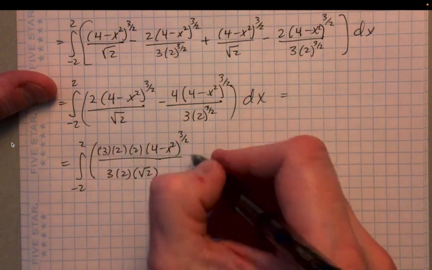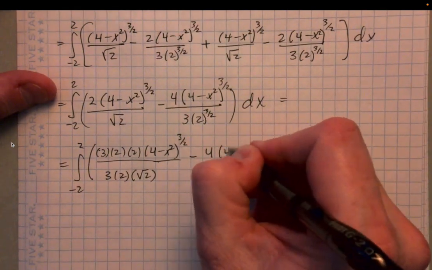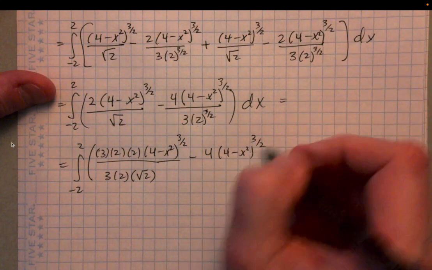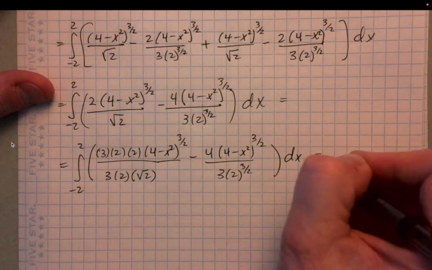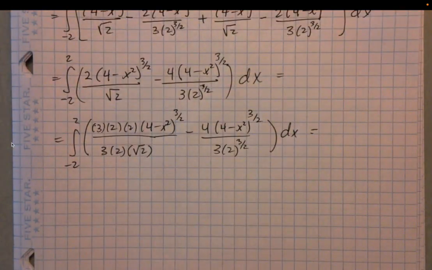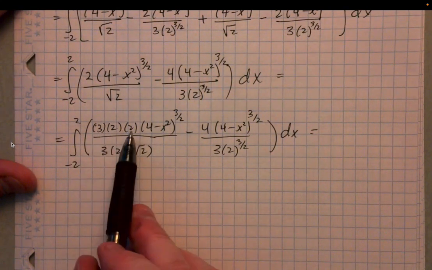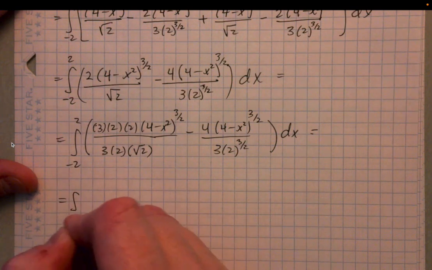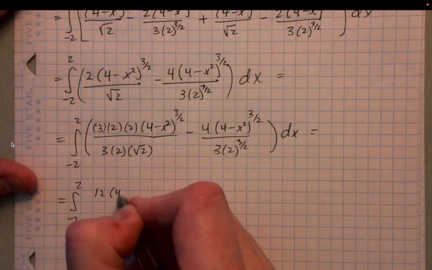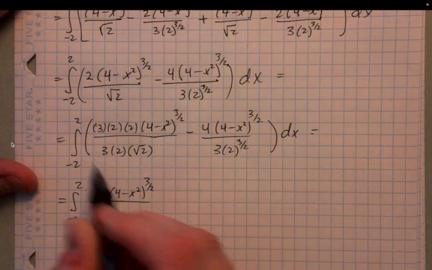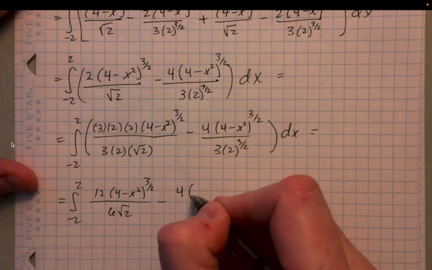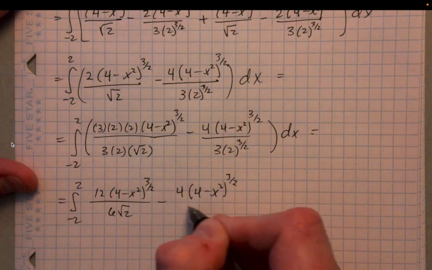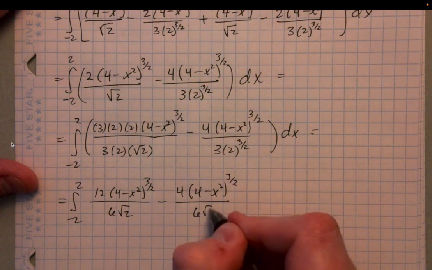And I'm just kind of writing it out like this just to make sure that everybody's following. If I just start plugging in numbers, people will definitely lose it. Well, not everybody would necessarily, but so that's what you have there. And so what is this? This is 12. So 12 times 4 minus x squared to the 3/2 power over 6 times the square root of 2. And then minus 4 times 4 minus x squared to the 3/2 power. And then this is going to be the same thing. This will be 6 square root of 2 as well.